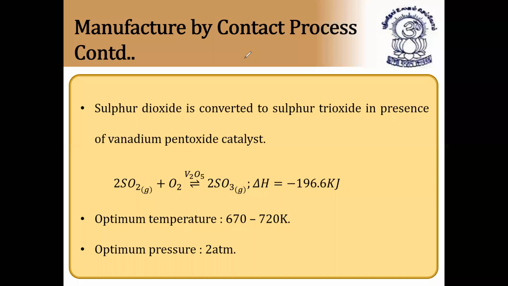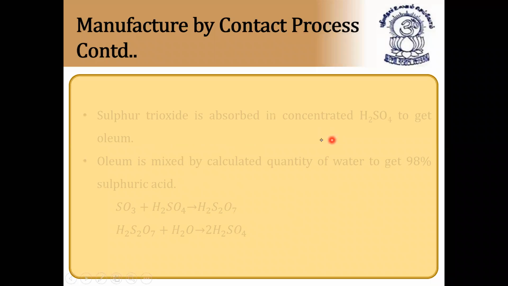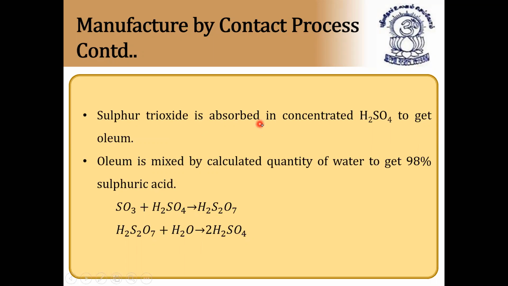Next we have the preparation of sulfuric acid after sulfur trioxide. Sulfur trioxide is absorbed in concentrated sulfuric acid to get oleum. This sulfur trioxide so formed is absorbed by concentrated sulfuric acid to get oleum. So to prepare sulfuric acid, we need to take concentrated sulfuric acid again. This oleum, on reaction with water, on hydrolysis forms sulfuric acid.